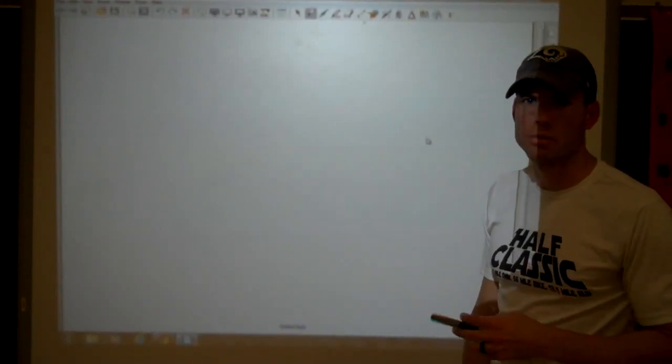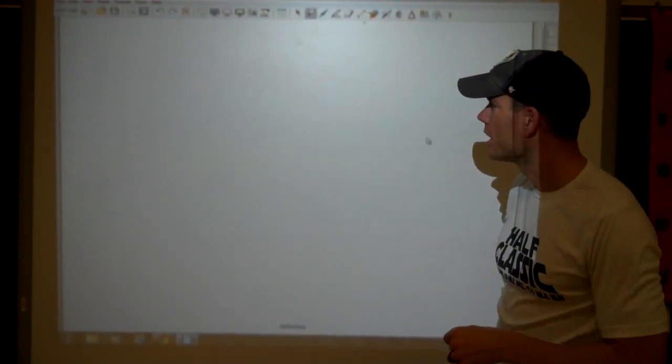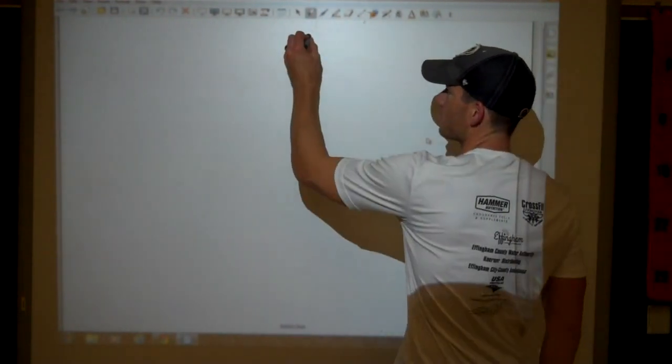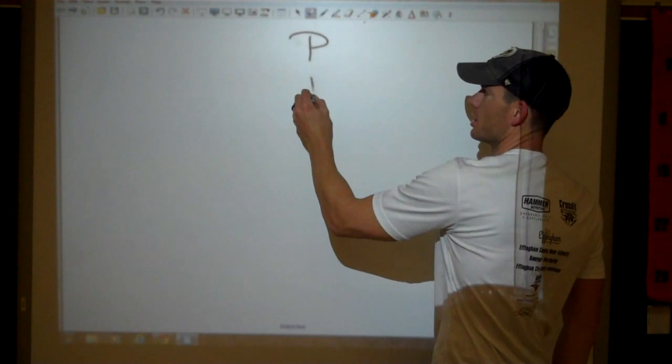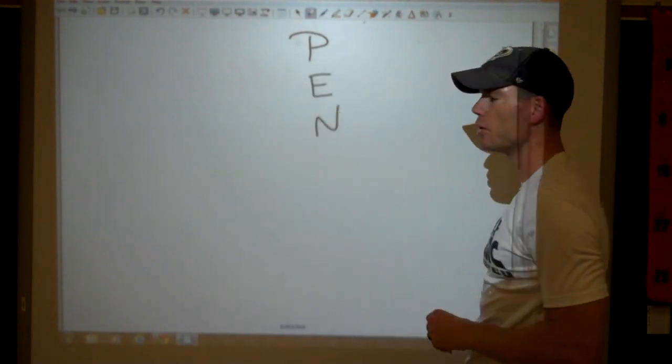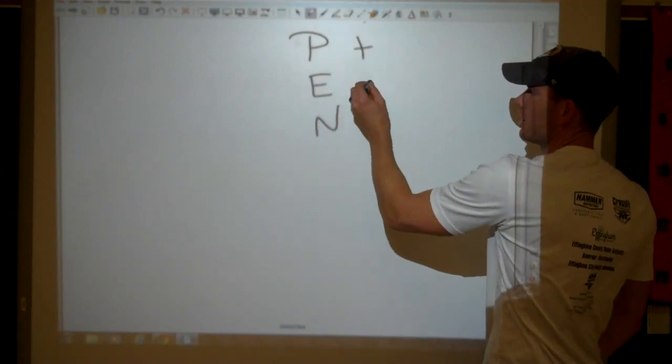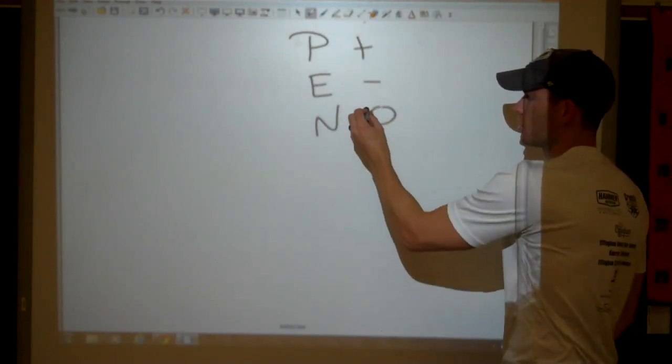We're going to continue our discussion in chemistry about atoms. And so as we talked about last week, the atom is comprised of three subatomic particles. Those three subatomic particles are the proton, the electron, and the neutron. The proton has a positive charge, the electron has a negative charge, and the neutron has no charge.